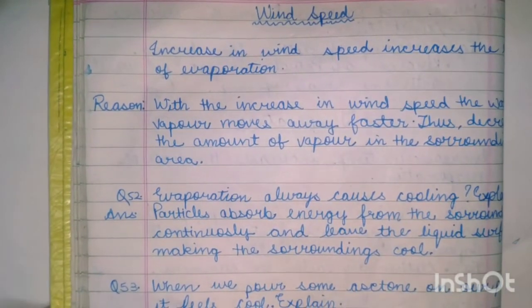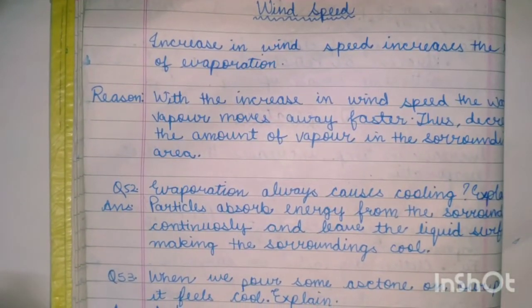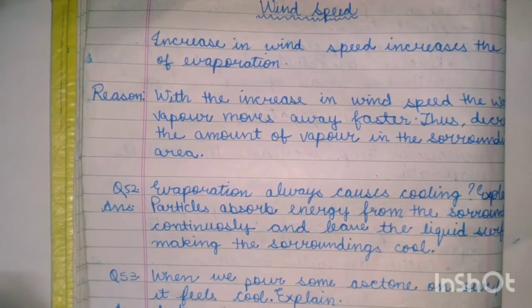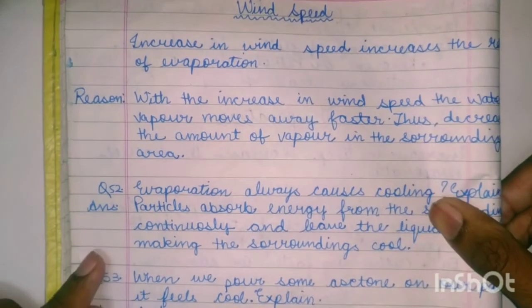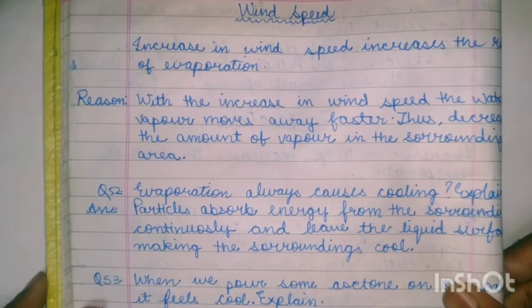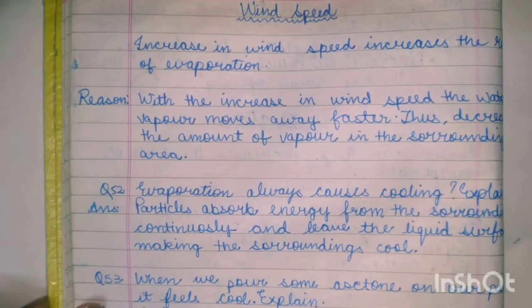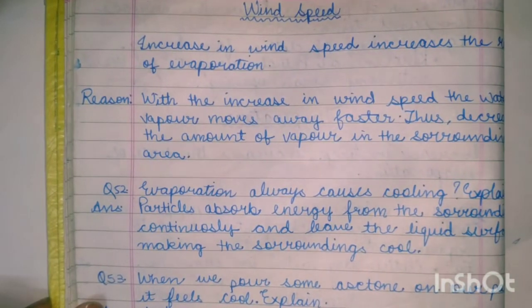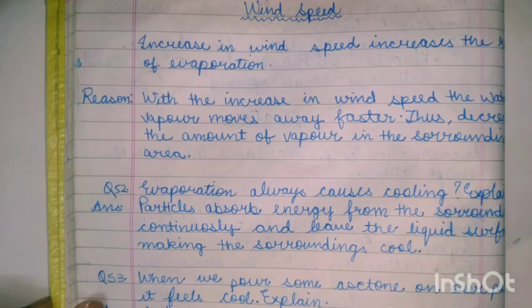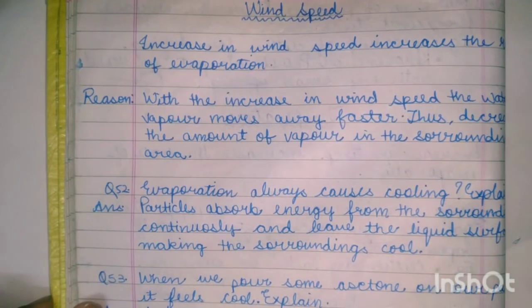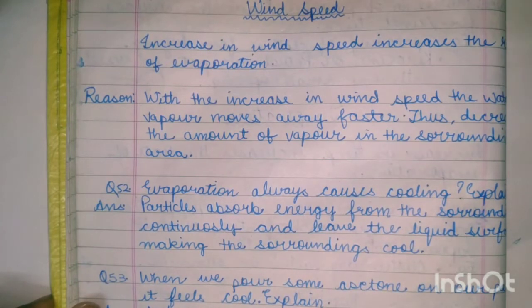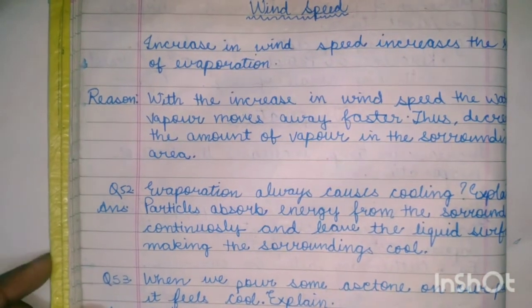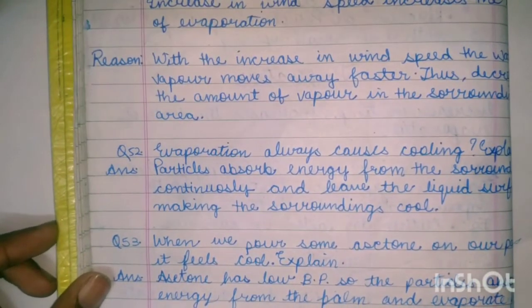Coming to our fourth factor, wind speed. Increase in wind speed increases the evaporation. Reason: with increase in wind speed, the water vapor moves away faster, thus decreasing the amount of vapor in the surrounding area. Now we will see some questions based on these concepts, on these four factors and on evaporation.